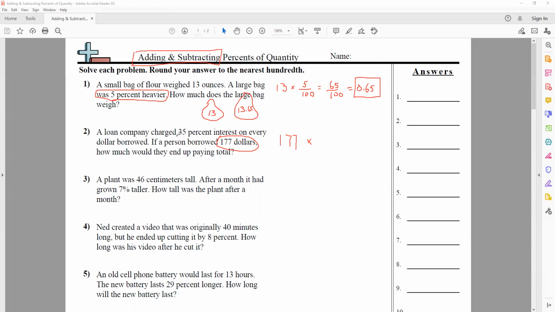I didn't raise my hand. All right, 35%. So I want you to multiply 35%. All right. So you make it 177 times 35. Okay. Can you do it on a piece of paper? 177 times 35, and then divide by 100, if you can do all of the steps together.